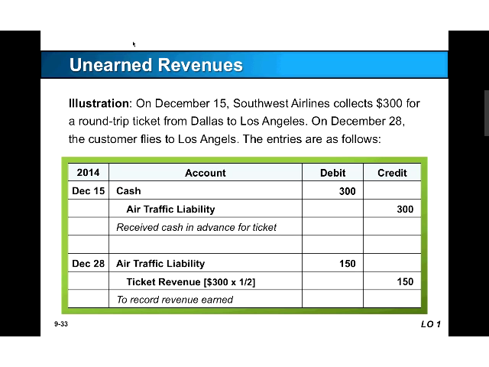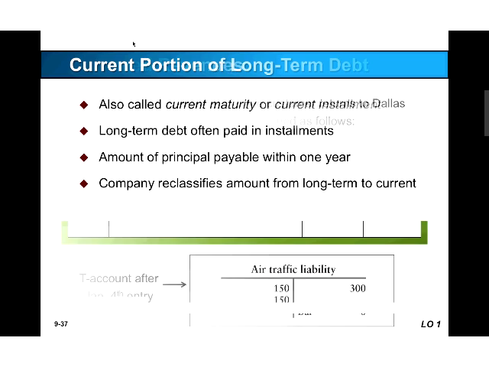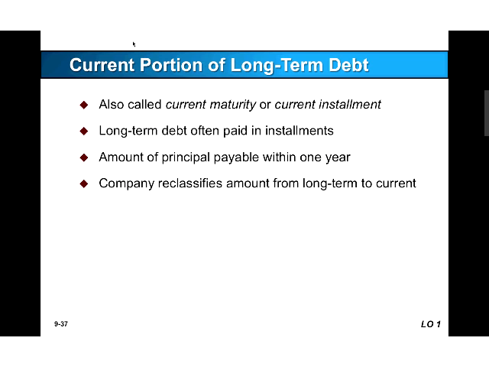So next up is that category called current portion of long-term debt. Current portion of long-term debt can also be named as a couple different things. We can talk about current maturity or current installment. Installment just simply means they're making monthly, quarterly, semi-annual payments. They're making some kind of payment. And this is the amount of principal payable within 1 year.